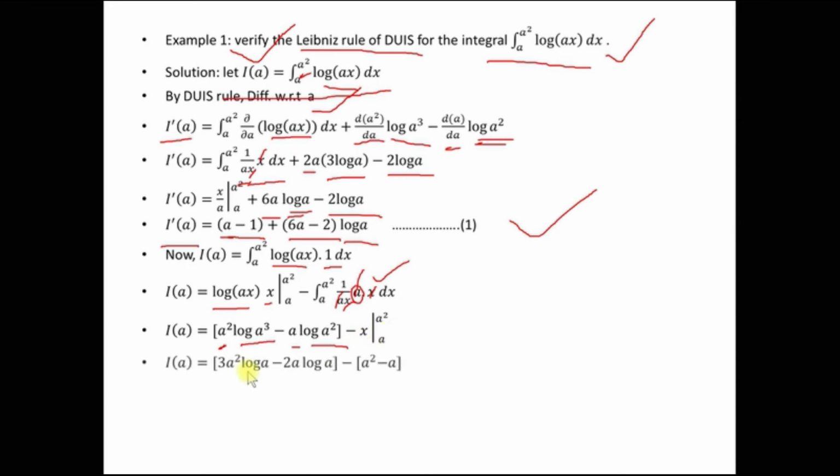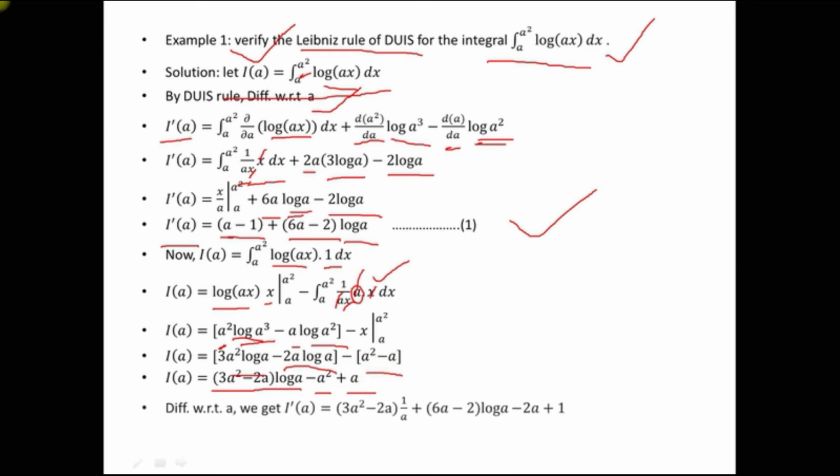Now simplify it. I of a is equal to, by using the property of log, 3 times a square into log a, this will become 2 times a into log a, and this will become, by using upper limit minus lower limit in place of x, a square minus the lower limit a. Now simplify it. Log a is common, so when we take log a outside, it becomes in brackets 3a square minus 2a into log a, and minus a square, minus minus will become plus a.